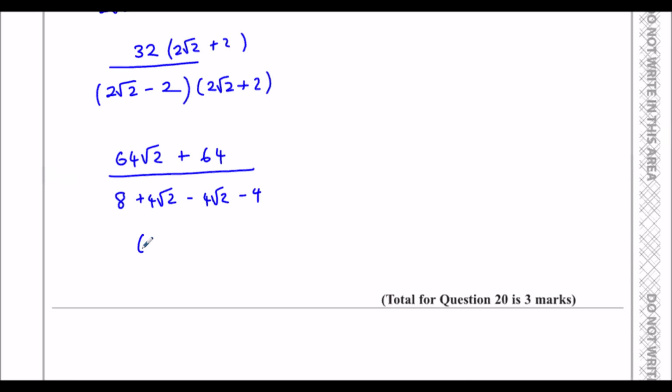So what have I got on the bottom line now? I've got 8 take away 4, which is 4. And 4 root 2 take away 4 root 2, which is nothing. So it's just 4 on the bottom. I can divide the numbers on the top by 4. So that gives me 16 root 2 plus 16.